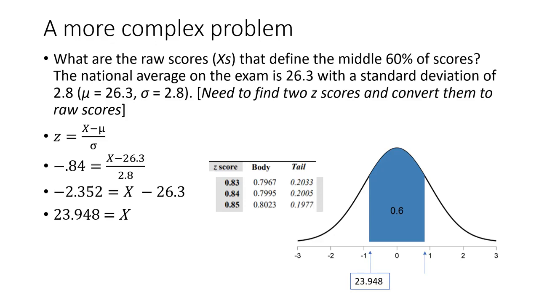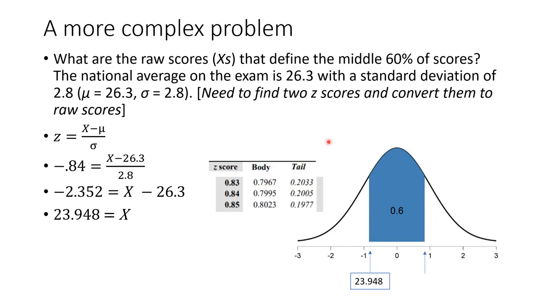Here's how you solve this problem. You want to know the raw scores that define the middle 60% of scores. So here's your graph. You draw a normal curve again, centered on 0, and you want to identify the raw scores that bracket the middle 60% of scores. So that means this whole curve is 100%. If the middle is 60%, that means there's 20% over here, and there's 20% over here, because 20 plus 20 is 40, plus 60 is 100. So this is 20% and this is 20%.